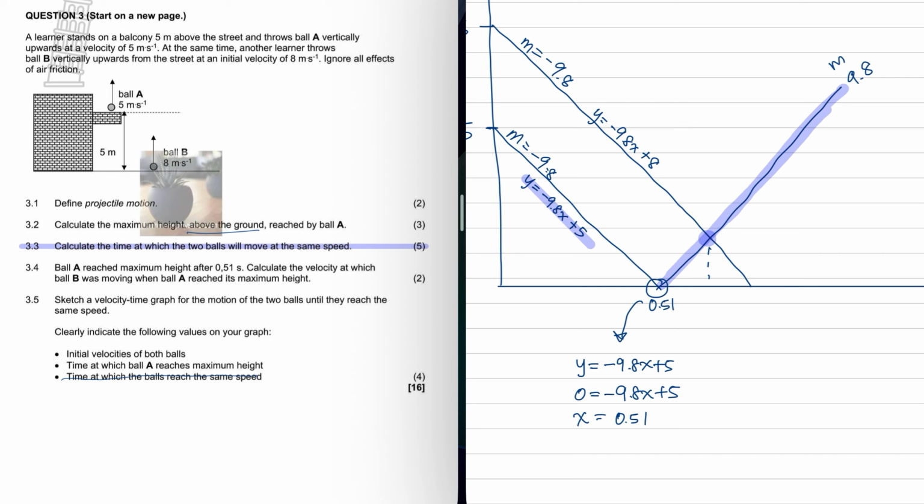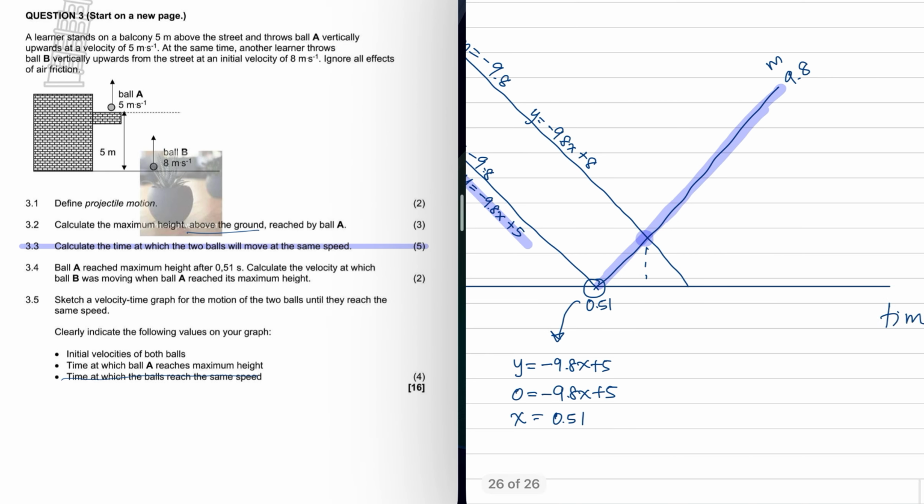Now that we know that point, and that point is the same for this other line, we can then work out the equation. We can say, for that line, y is equal to 9.8x plus c. This coordinate is 0.51 and 0. So 0 is equal to 9.8 times 0.51 plus c. And then you get c is equal to minus 5.